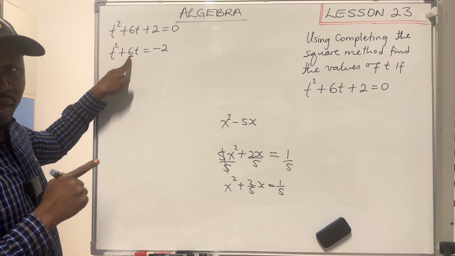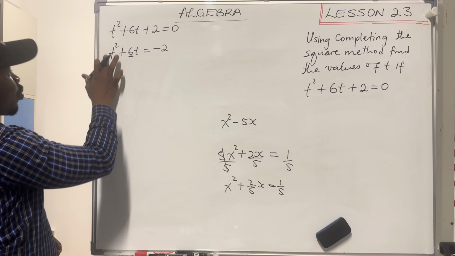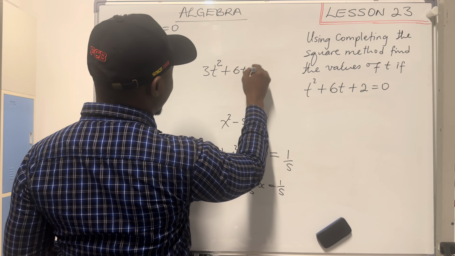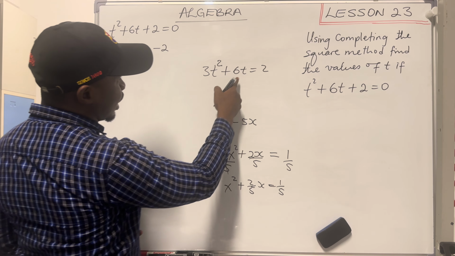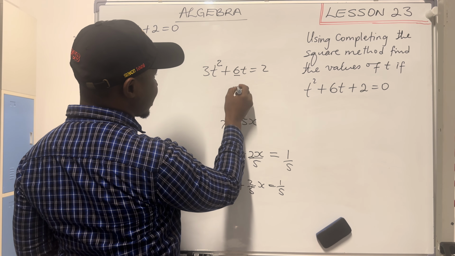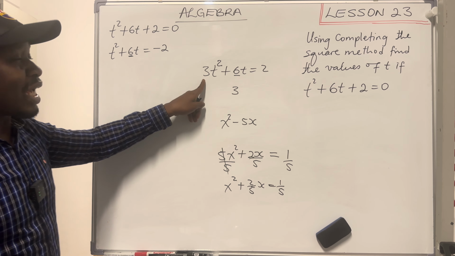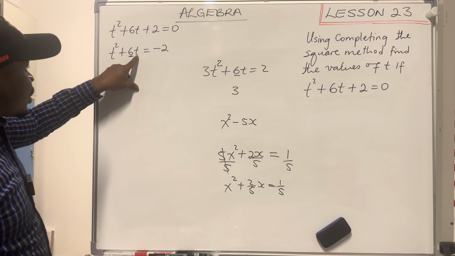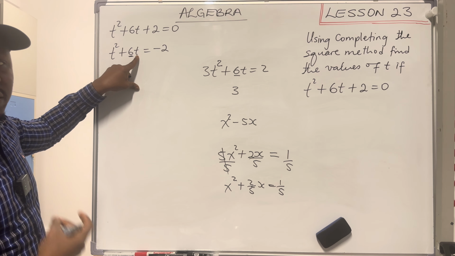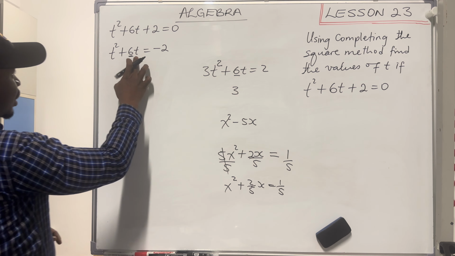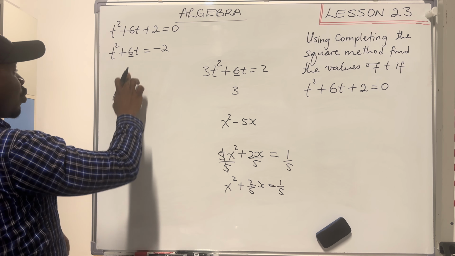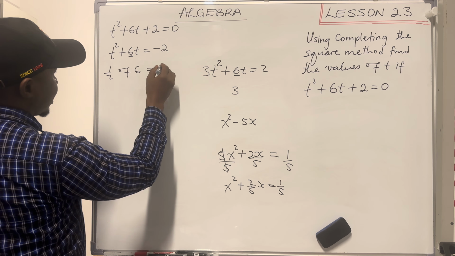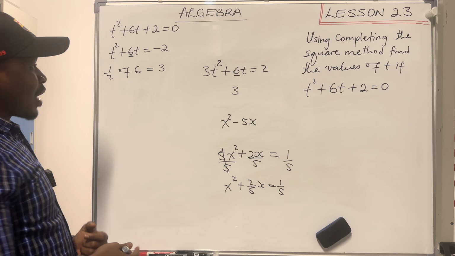Then we take half of that number. After making sure that the coefficient of the squared term is 1, you cannot have something like 3t squared plus 6t equals 2 and straight away say the coefficient of t is 6, so half of 6 is 3. No. You have to make sure that here is 1. Having made sure of that, then you can further say the coefficient of t, or the coefficient of x, depending on the variable being used. So what is the coefficient of t? It is 6. What is half of 6? It is 3. I hope it is clear.